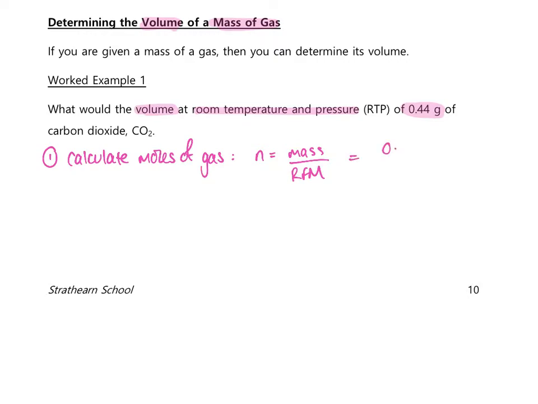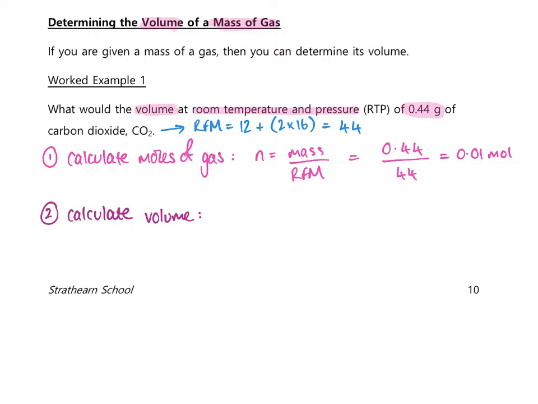Our mass is 0.44 grams, and it's in the correct unit to use this equation. What about our RFM? Well, we've got 1 carbon, which is 12, and we have 2 oxygens, which have a mass of 16 each. That gives us an RFM of 44. So to work out the number of moles, we're doing mass over RFM, so that's 0.44 over 44. That's going to give us 0.01 moles, and you can put that into your calculator to check that. So I'd encourage you to do these calculations as we go along.